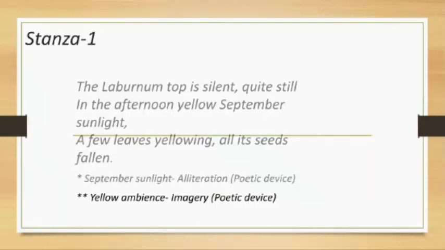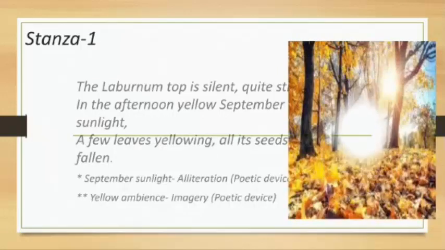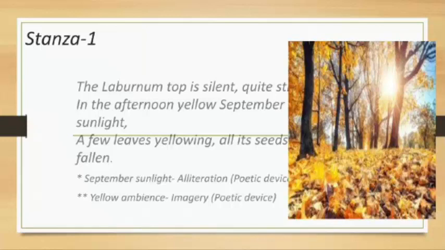To make things more clear, let us see this image. You can see the bright sunlight, you can see the yellow flowers, you can see the fallen seeds, yellow fallen seeds. This yellowish tint, I'm sure we have all already visualized something like this, right? So that is what imagery is.